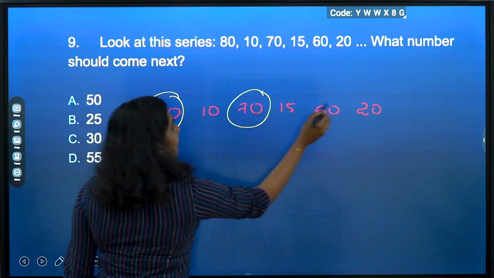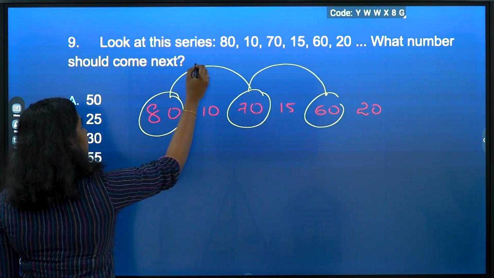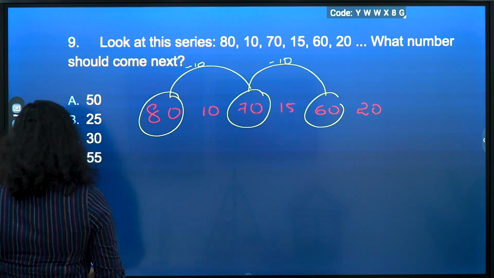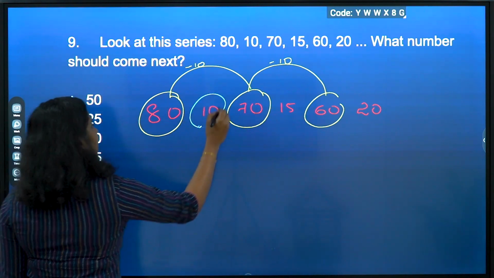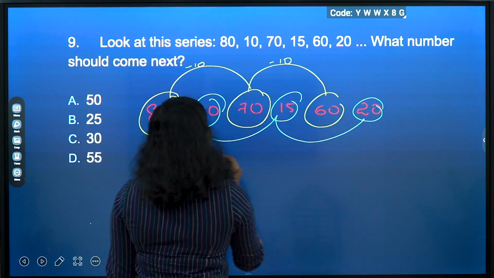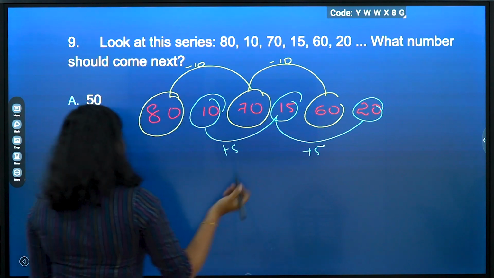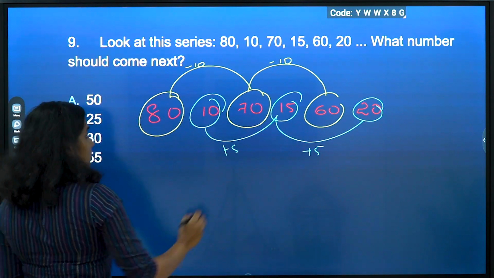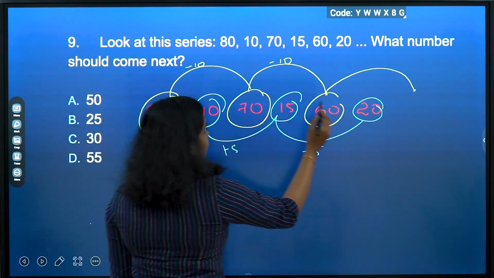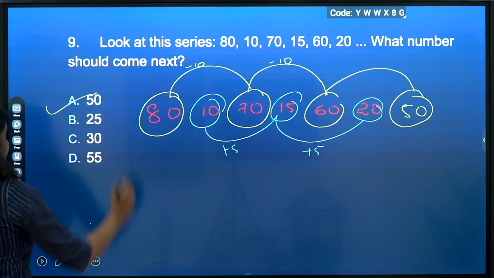Okay, 80, 70, 60, that is minus 10, minus 10. Now the next set of alternative numbers are 10, 15, 20. That means plus 5, plus 5. So the next number will be, that is the question, right? The next number is from the first set of alternative numbers. So 80, 70, 60. So next will be 50. So option A is our answer.